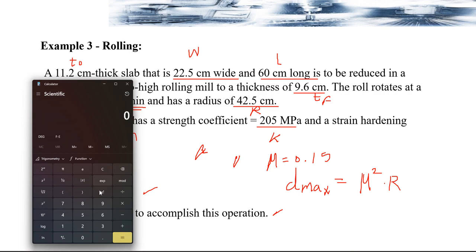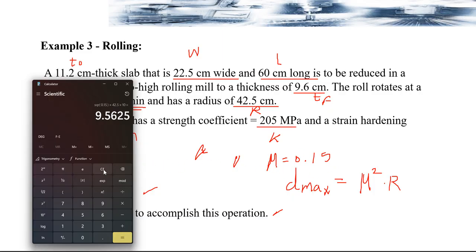Oh no, wait a second, I made a mistake here. Sorry, 0.15 squared times the 42.5 times 10. Yep, so we can get 9.56 millimeters as the maximum reduction we can have in a single pass with the coefficient of friction of 0.15.